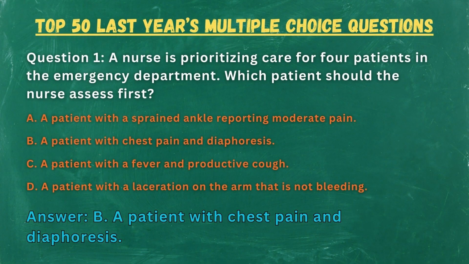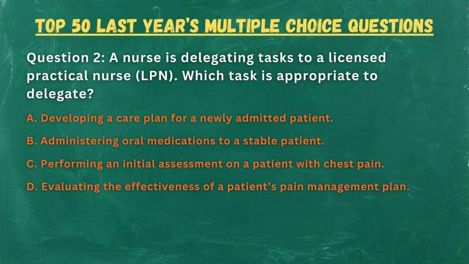Answer. B. A patient with chest pain and diaphoresis. Question 2. A nurse is delegating tasks to a licensed practical nurse, LPN. Which task is appropriate to delegate?